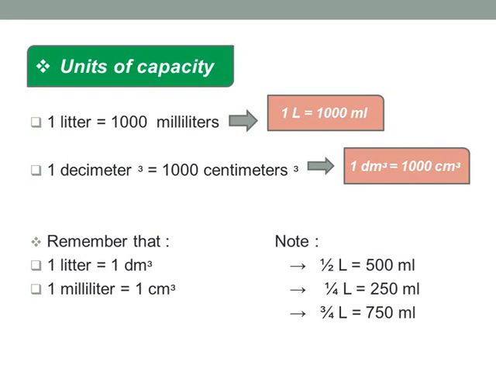And we have an important note here. Half liter equals 500 milliliters, quarter liter equals 250 milliliters, and 3/4 liter equals 750 milliliters. We should study them well to help us in the questions. Okay, let's take some questions to know the difference between the big and the small units of capacity.